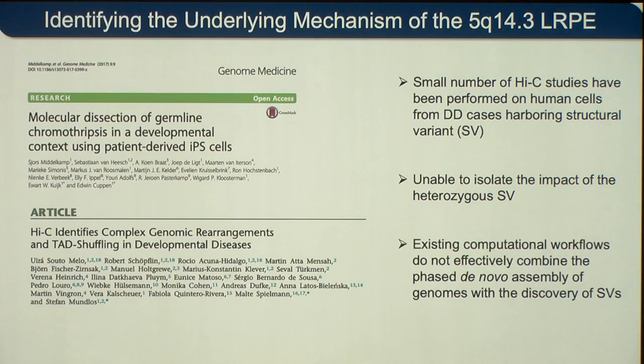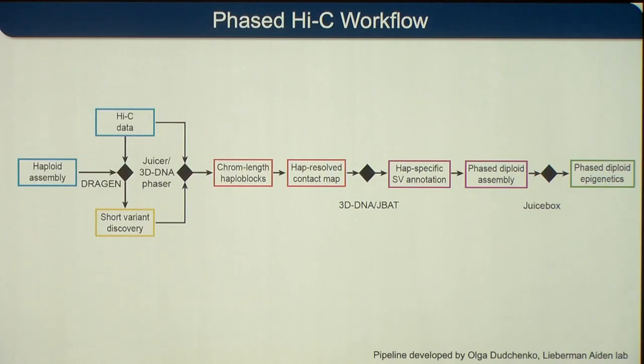And this is largely due to the fact that computational workflows have not combined the phased de novo assembly of genomes with the discovery of structural variants. So we teamed up with a talented postdoc from Erez Lieberman Aiden's lab named Olga Dudchenko, who developed a phased Hi-C workflow to overcome this problem.